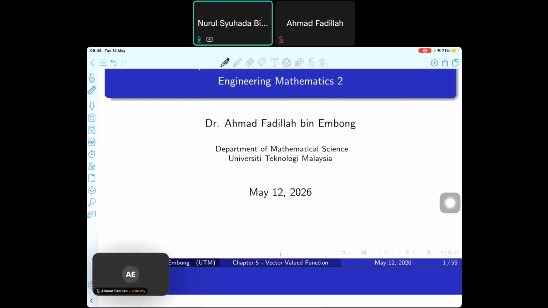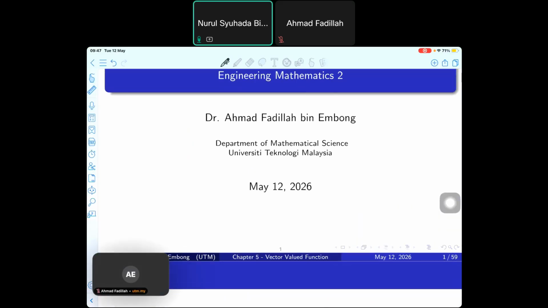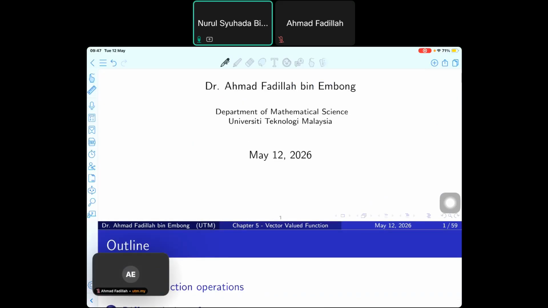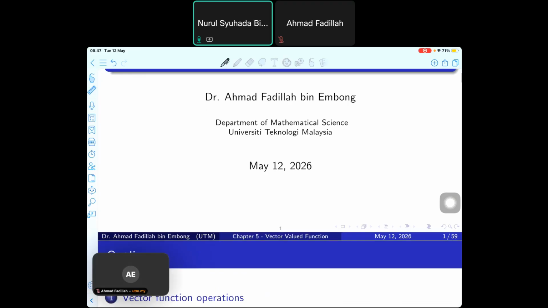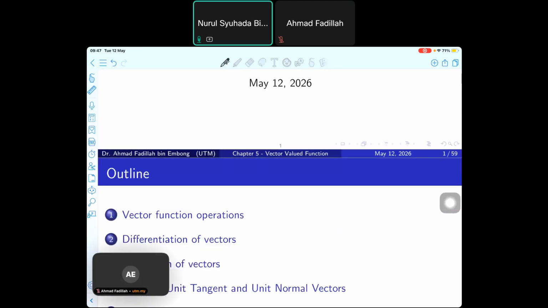In this class, I'm going to continue with chapter 4, if I'm not mistaken. This chapter is composed of vectors. Basically, we focus on the evaluation of the vector. We aim to provide simplification of the vector at the end of this chapter. But in this video, I'm going to cover the basic operation on the vector function.